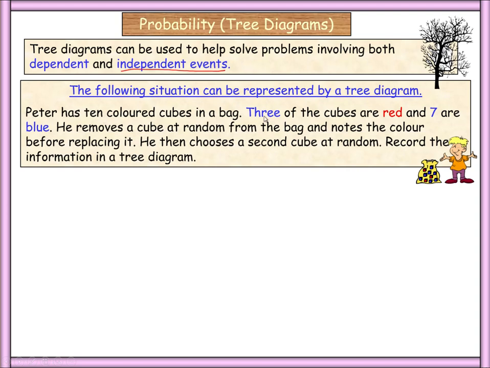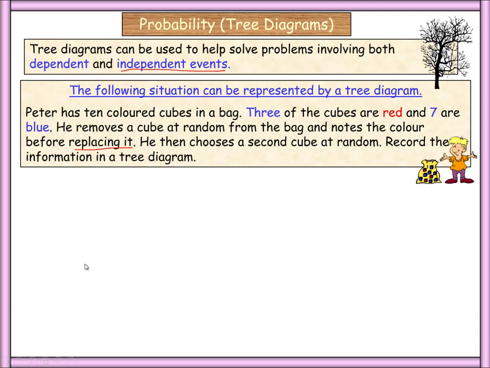Peter has 10 colored cubes in the bag. 3 are red, 7 are blue. He's going to remove a cube at random from the bag, note the color, and then replaces it. So it's important we note that he's going to replace them. So he's going to put them back. And then he's going to choose a cube again and then record the information. So you can either go red or blue.